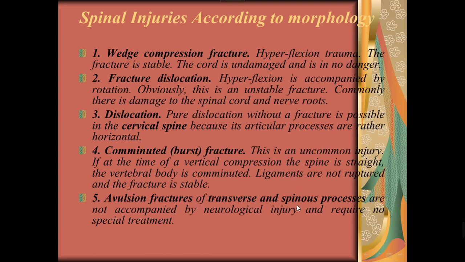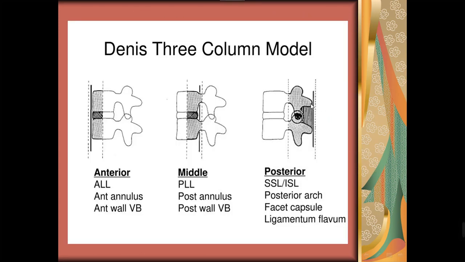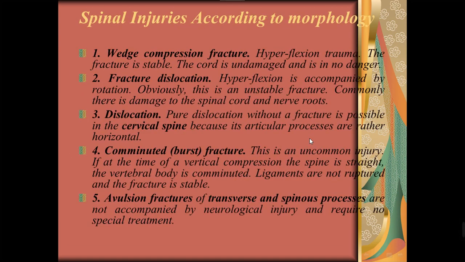Avulsion fractures of the transverse process and spinal process are not accompanied by neurological injury and require no special treatment. In fact, they are a type of posterior column injury only. Only these posterior parts, like the transverse process or the spinal process, are affected, and they are truly a type of stable injury and need no intervention.